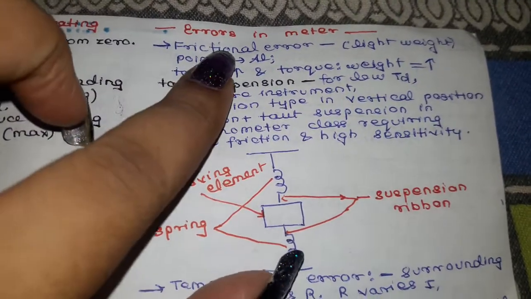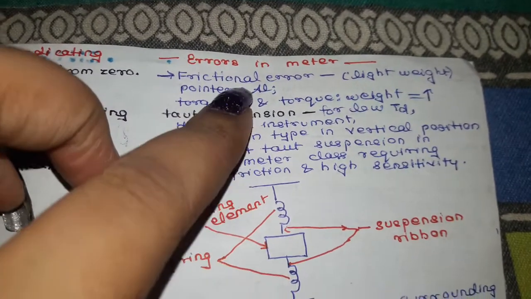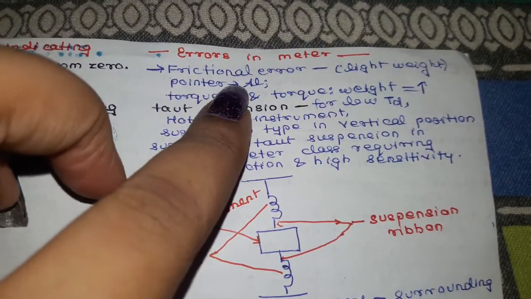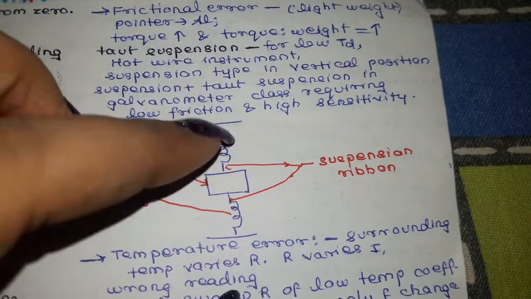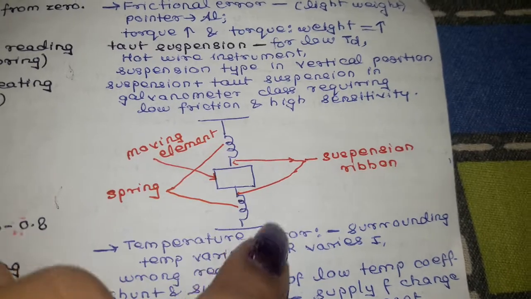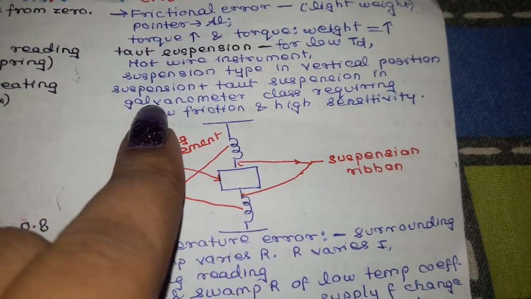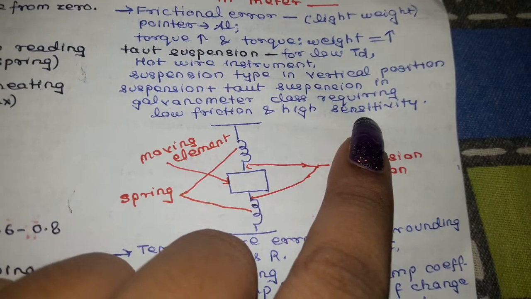There are 3 types of errors: the frictional error, temperature error, and frequency error. When it comes to friction, we use lightweight pointers, such as aluminium. We use stout suspension. These are your spring and this is your moving element. This is used for reducing frictional errors. It is used in galvanometer classes requiring low friction and high sensitivity.